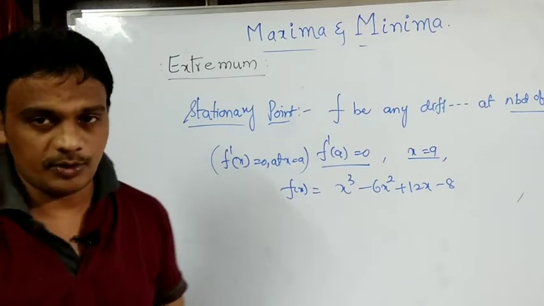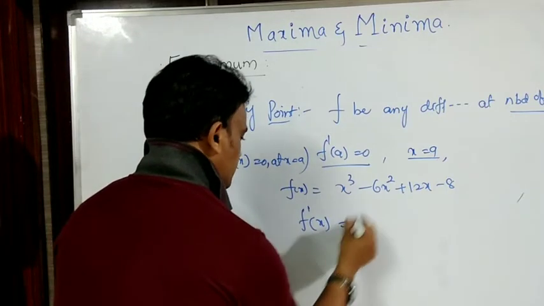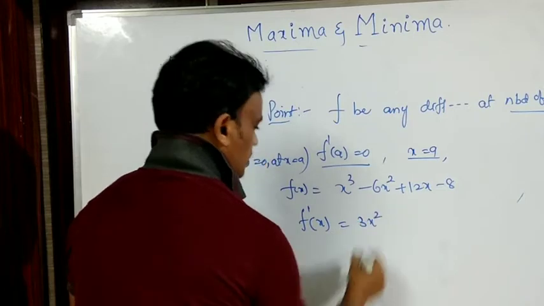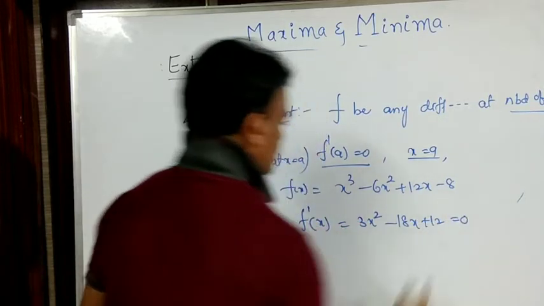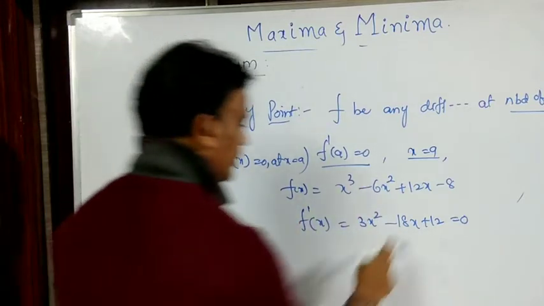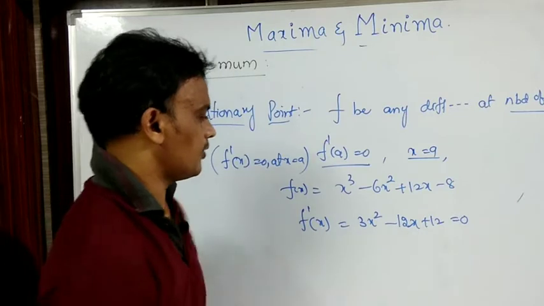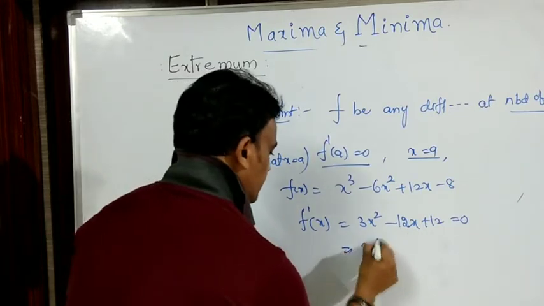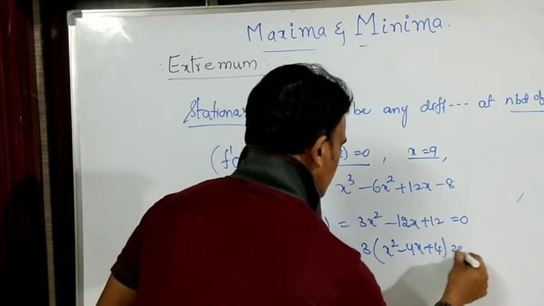What are the stationary points of that function? Yes, so come on, please take this one. f'(x) = 3x² - 18x + 12 = 0. That is 3x² - 12x - 12x + 12 = 0. By taking 3 common, it is x² - 4x + 4 = 0.